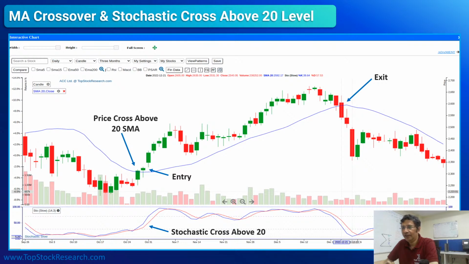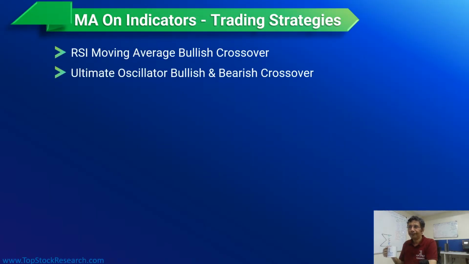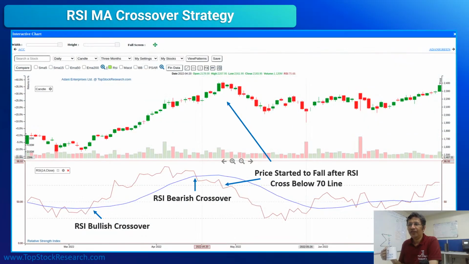Moving average with stochastic. I'll give you a couple of seconds to see. Okay. Another example: moving average on indicators, right? We have briefly seen moving average on other indicators. This is an example where RSI is plotted along with its moving average.